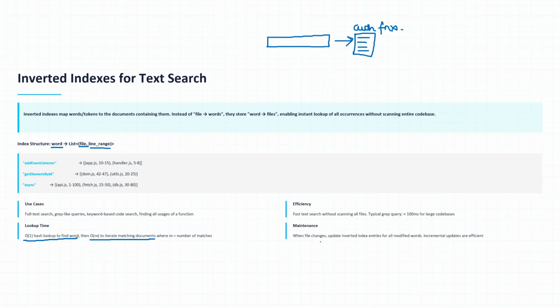But what happens during a file change? Nothing much. The inverted index entry is updated across the entire table. For all modified words, the inverted index entry is updated, and this is an incremental update. So it is far more efficient than you might think.